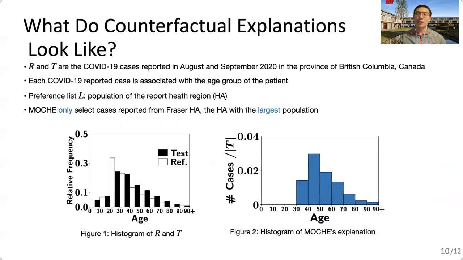We sort the reported cases into a preference list, L, in the population descending order of the reported area. Our generated explanation only includes cases from the area with the largest population. Therefore, it best matches users' preference. Figure 2 shows the histogram of our explanation. Our method mainly selects the data points from age groups that have larger relative frequencies in the test set than in the reference set.